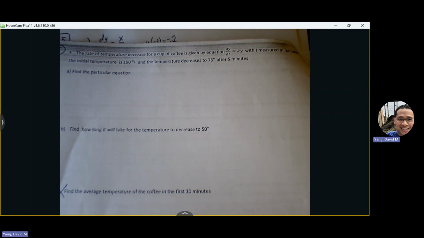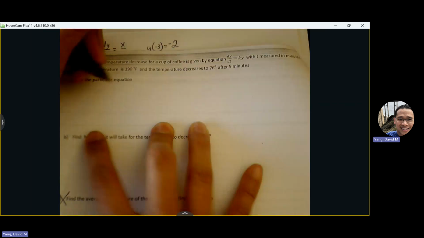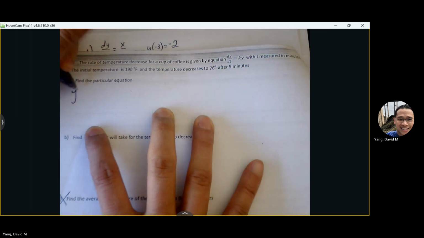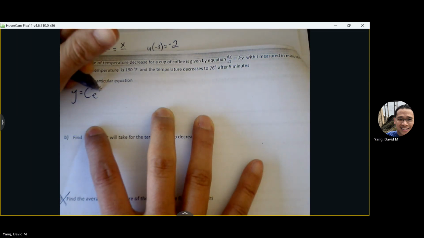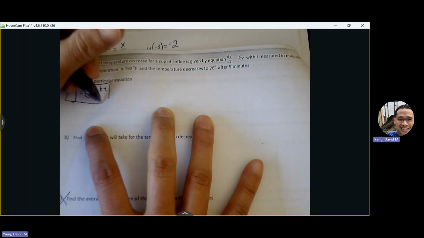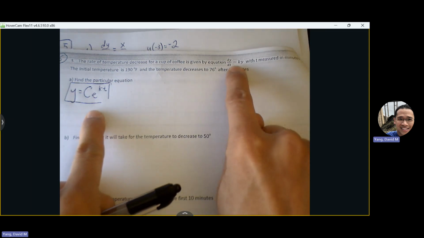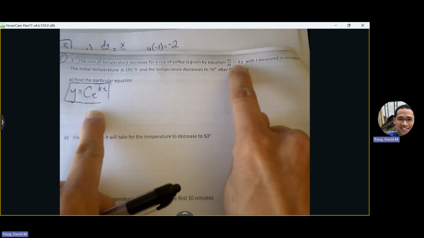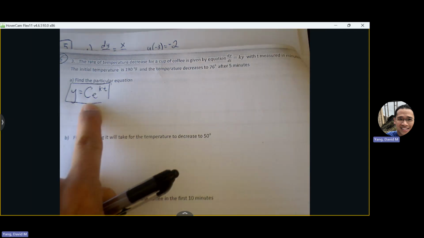So anytime we see this y prime equals ky or p prime equals kp, you know you're going to end up with y equals ce to the kt. You know that's going to be your general equation. So that's our starting point. And we're skipping all the differential equation process because we know that if we separate the variables, take the antiderivative, it's always going to lead us to this.